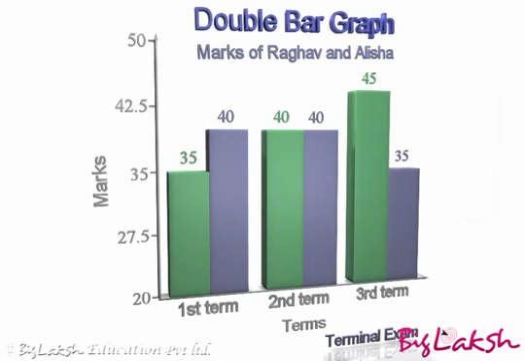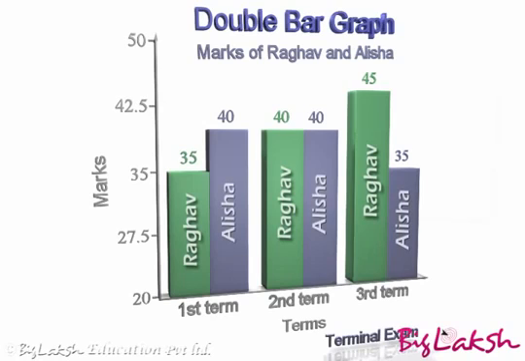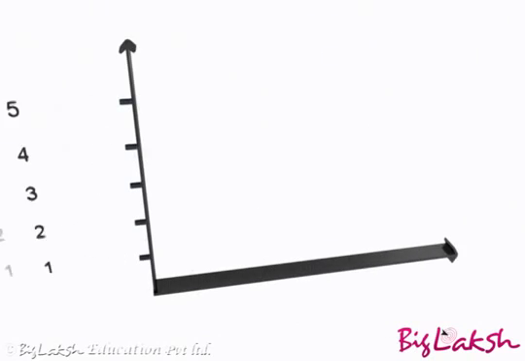In this graph, each term has two bars, one representing the marks of Raghav and the other representing the marks of Alisha. We can call it the double bar graph. In the third term, Raghav got 45 marks, whereas Alisha got 35 marks. Let us look at this graph.